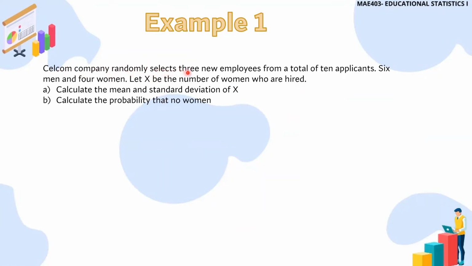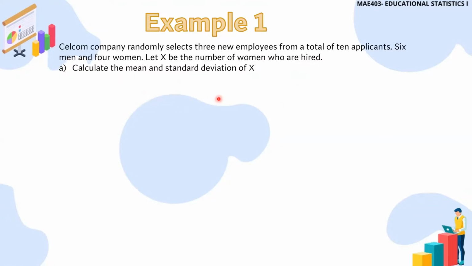A Cellcom company randomly selects 3 new employees from a total of 10 applicants, 6 men and 4 women. So here we have the classification. Let X be the number of women who are hired. A: calculate the mean and standard deviation of X, and B: calculate the probability that no woman will be hired. Let X be the number of women hired, just as stated in the question.